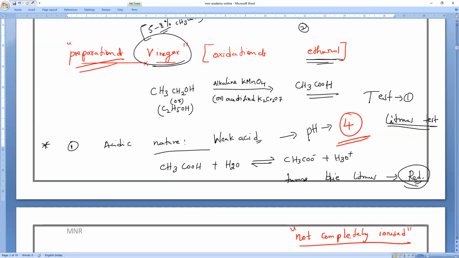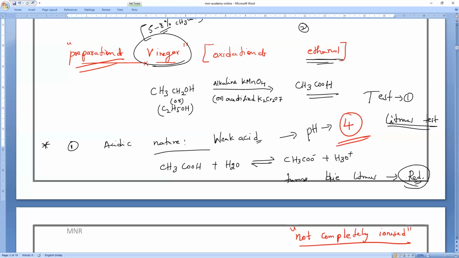But if you notice alcohol, what is the nature? Is it acidic, basic, or no reaction? Anybody? What is the nature of these alcohols? Alcohols won't show any reaction with litmus because they are neither acidic nor basic in nature. So remember that, everybody. They will never show any reaction with litmus paper.